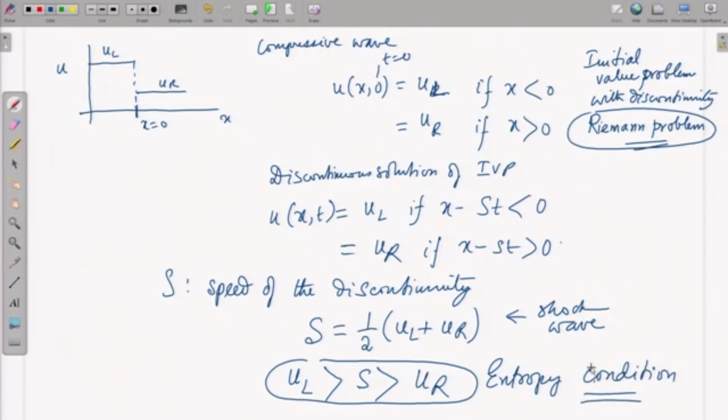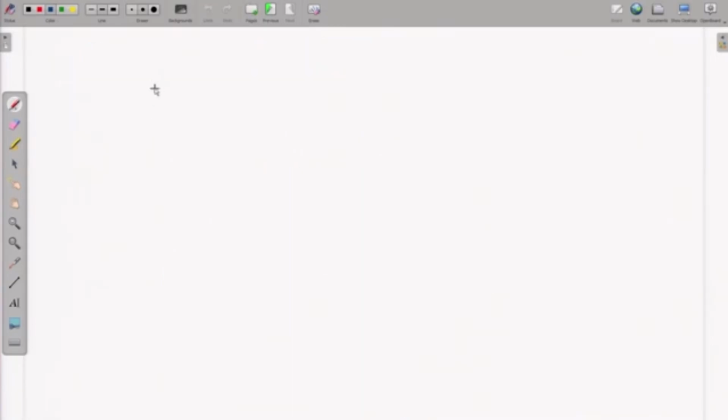The solution must not violate this entropy condition. If it does, then the solution will become unstable. And as you can understand, these are the characteristic speeds in the respective domains. And how do the characteristics interact? That is the interesting part of the story, which we need to figure out.